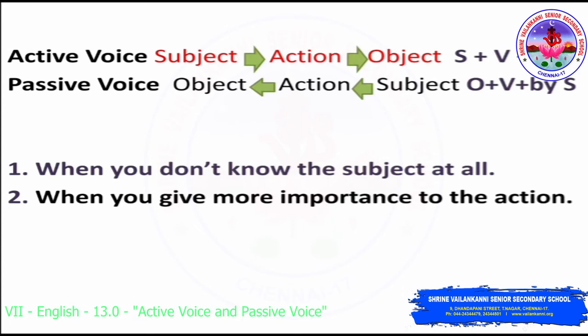Let's revise what we have learned till now. So firstly, we discussed the active voice. Here, the subject performs the action and the object receives the action. So the sentence structure is S+V+O, which is subject plus verb plus object. Next, we saw passive voice, where the object and the action are given more importance rather than who performed the action, that is, the subject. So the sentence structure is object plus verb plus by subject. Okay, these are the general sentence structures.